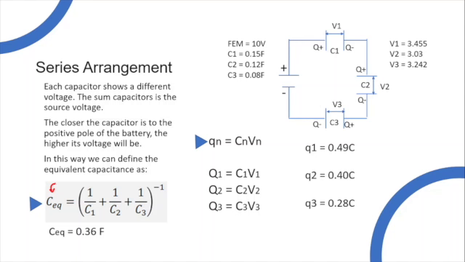And to calculate the charge for each capacitor, we're going to multiply the capacitance by the voltage measured for each capacitor. In this case, the charge for number 1 is going to be 0.49 coulombs, for capacitor 2 0.40 coulombs, and for capacitor 3 0.28 coulombs.